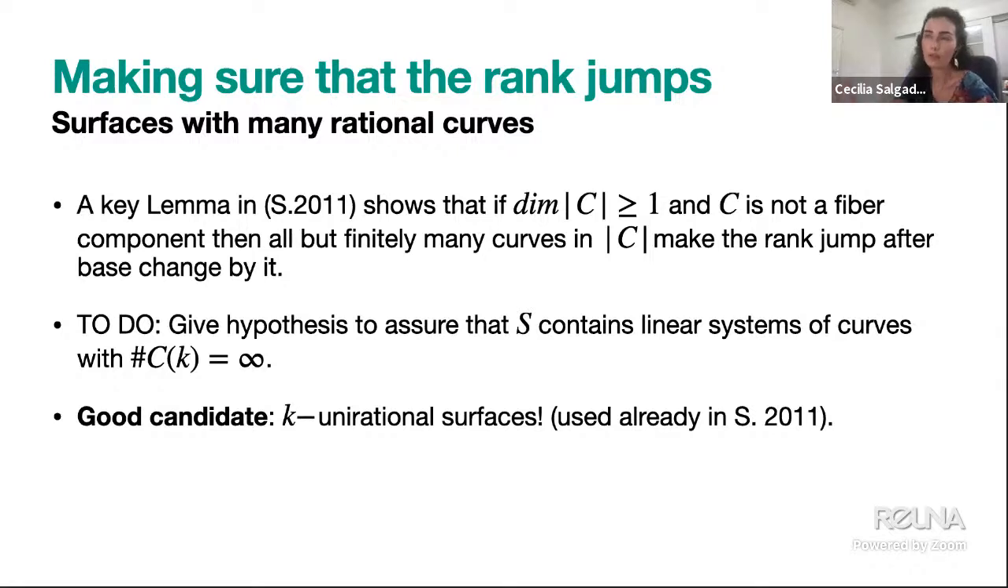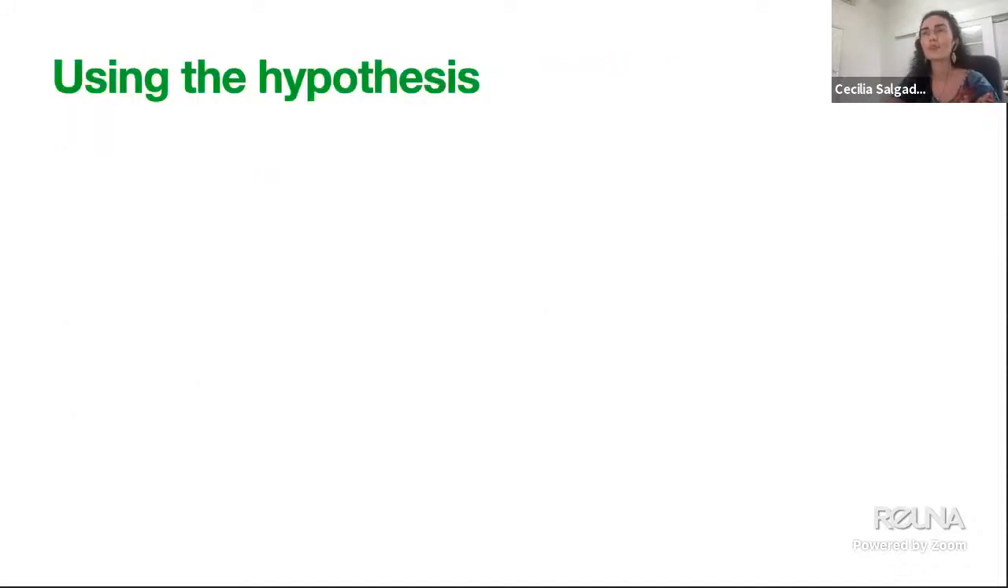And that's the hypothesis of K-unirational from my work in 2011. This would be a good candidate. But for us, the hypothesis is that the surface is geometrically rational. So this is more than being K-unirational, but having a bisection on it actually will make it have a conic bundle. And by the work of Colliot-Thélène, Mella, and many others that dealt with conic bundles before, it turns out that our surfaces are unirational over K. Good news. So let's use the hypothesis.